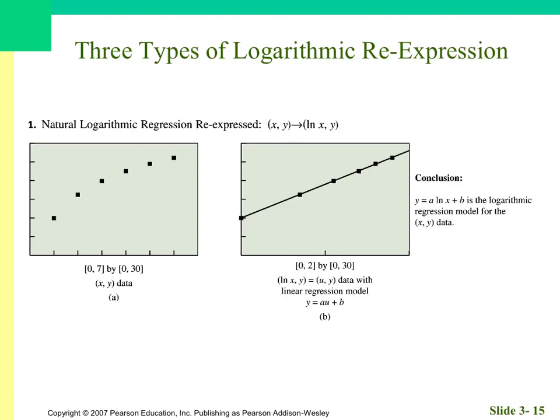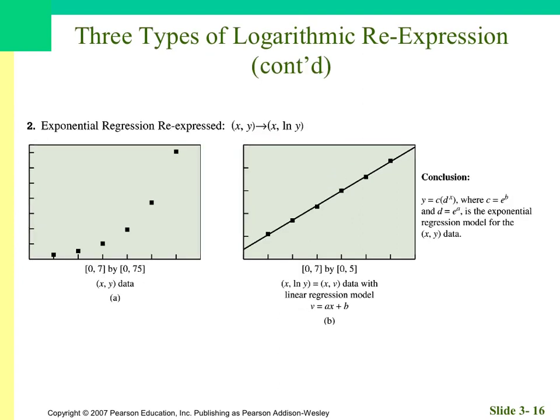Three types of logarithmic re-expression. So they're saying this looks like a natural log. You can do the natural log of x versus y. It looks pretty good, and it says use a times the natural log of x. y equals a natural log of x plus b is the logarithmic regression model.